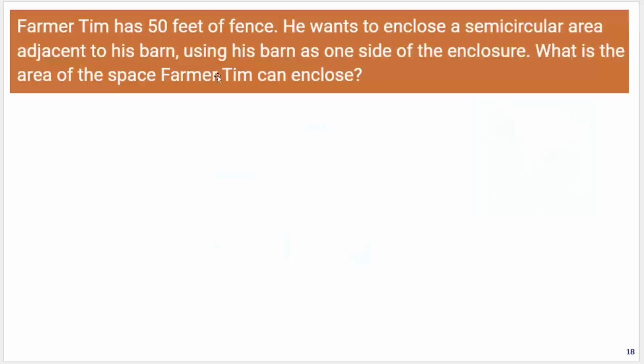All right, if no questions, let's do a practice here. Farmer Tim has 50 feet of fence. He wants to enclose a semicircular area adjacent to his barn. Using his barn as one side of the enclosure, what is the area of the space farmer Tim can enclose? And once you finish, please give me your answer in the chat box, all right?